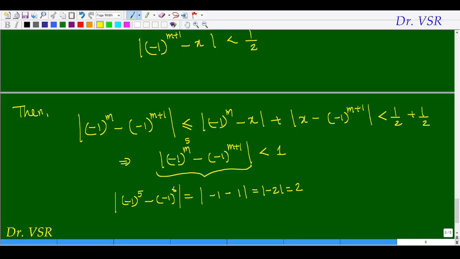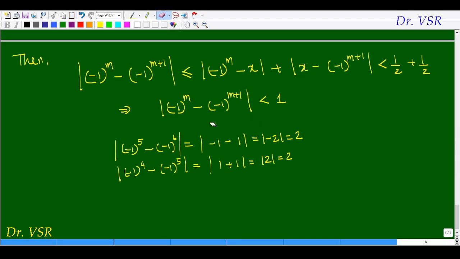Now instead of m being odd, suppose it is an even number, say 4. Then we get modulus of (-1)^4 minus (-1)^5. That is equal to (-1)^4 times (1 minus (-1)^5 which is -1), so it becomes 1 plus 1, modulus of 2, which is equal to 2. So whether m is any integer, we only get 2.